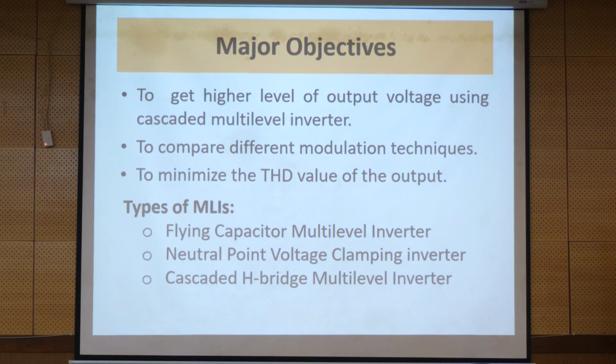Voltage balancing, that is also there, and also here you require this FC multi-level inverter and the neutral point voltage diode clamped multi-level inverter are going to make use of a single DC source, whereas this cascaded H-bridge is going to make use of separate DC sources. Okay, that is one thing.